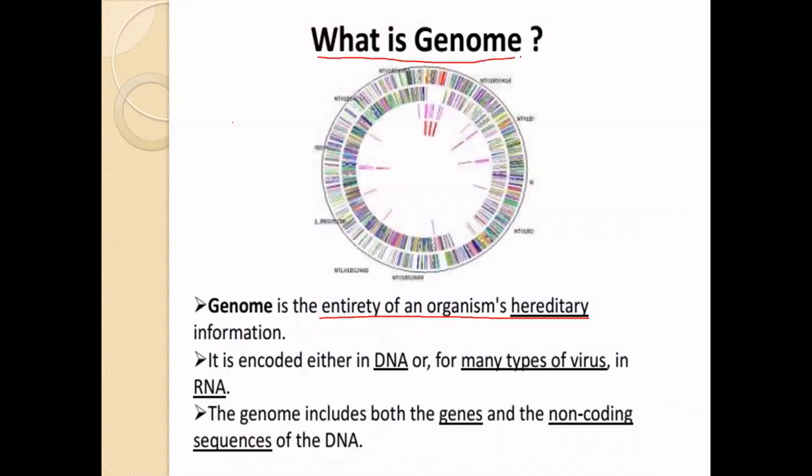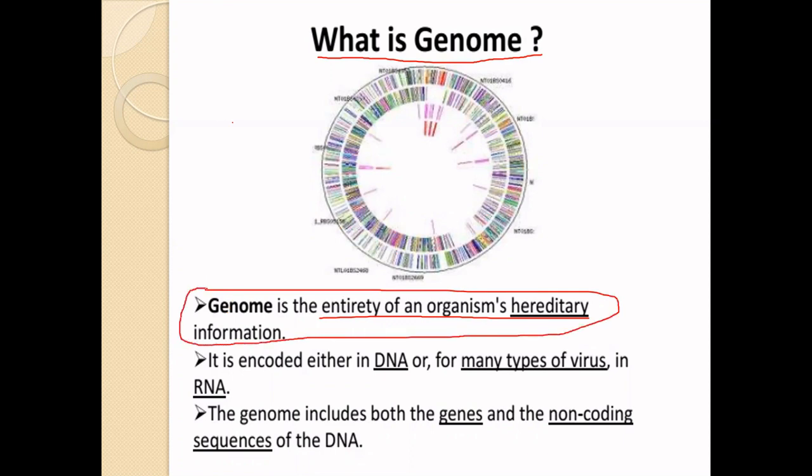Our today's class starts with a question. What is genome? So genome is a complete set of genetic material or the hereditary information. Like in human, we have 23 pairs of chromosomes. Whatever the genome or whatever the genes present in these 23 pairs of chromosomes is termed as the genome of human. So it is encoded either in DNA or, for many types of viruses, in RNA.